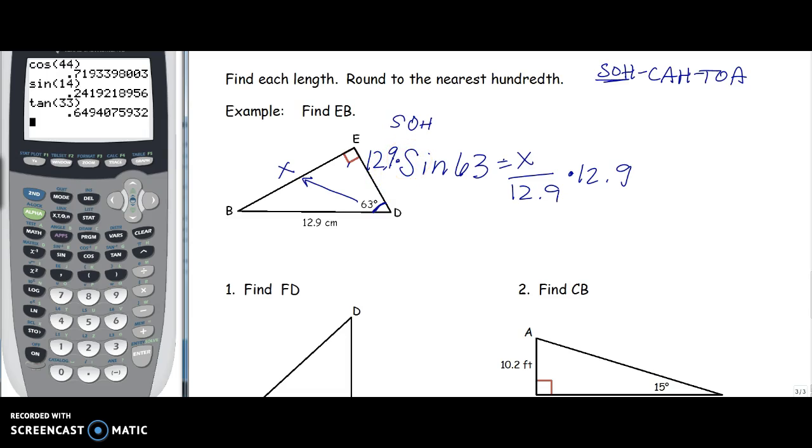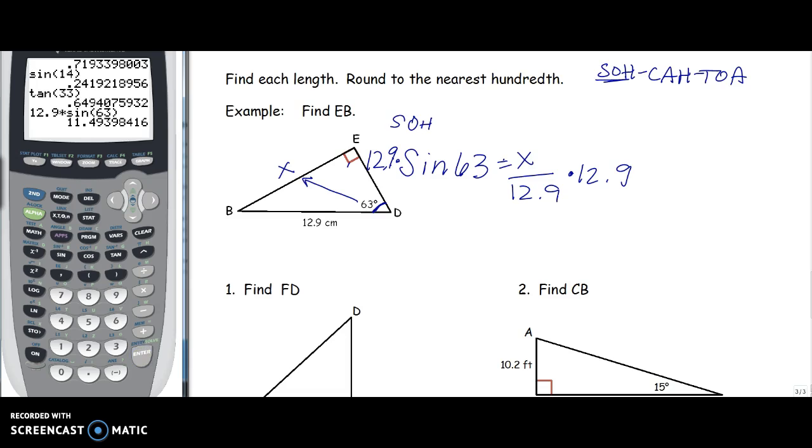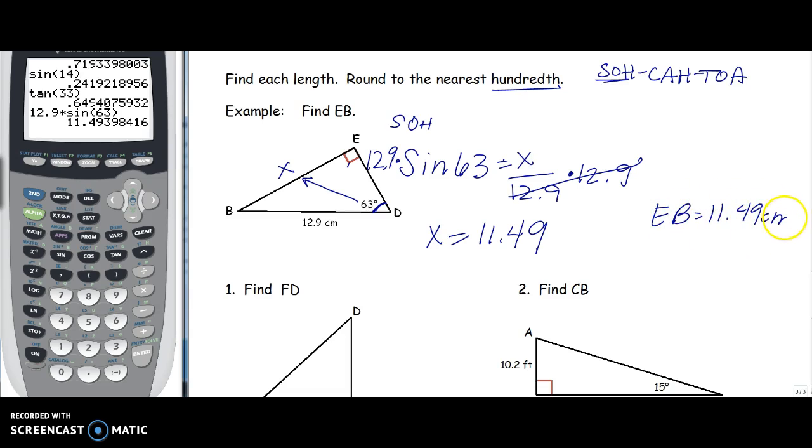Okay, so if we go over to our calculator, we're just going to type this in as we see it. 12.9 times the sine of 63. And if we close our parentheses and hit enter, and round to the nearest hundredth, we're going to have x equals, because those cancel, 11.49. So the length of EB is 11.49 centimeters.